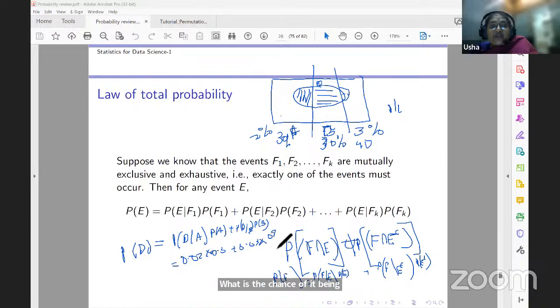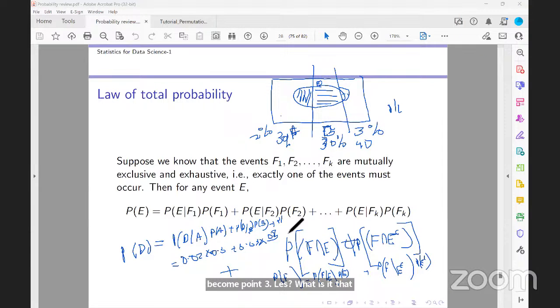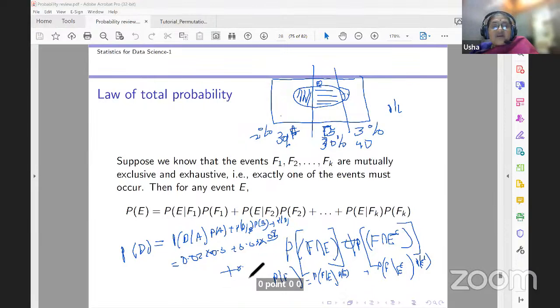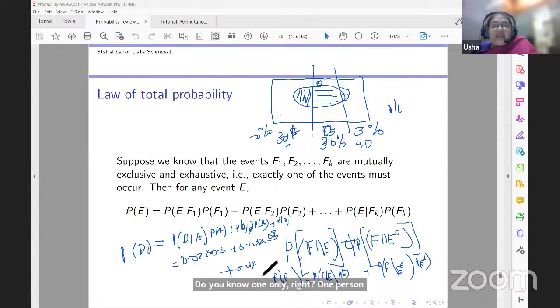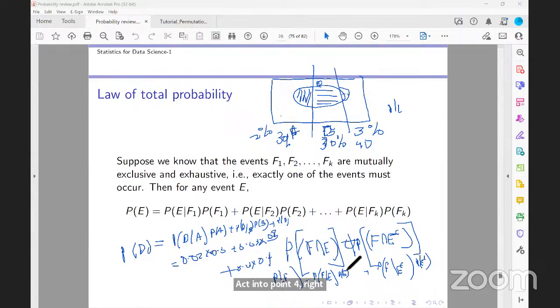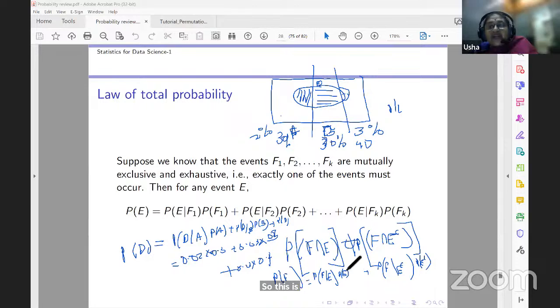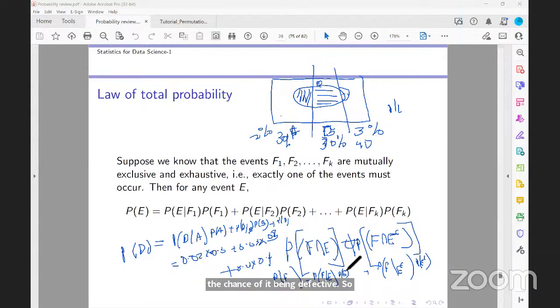This will become 0.3 plus, what is the probability of D given C? 0.01, only 1%, yes, 0.01, and into 0.4, right? Is it clear? So this is the chance of it being defective. So far so good? So this is the law of total probability.